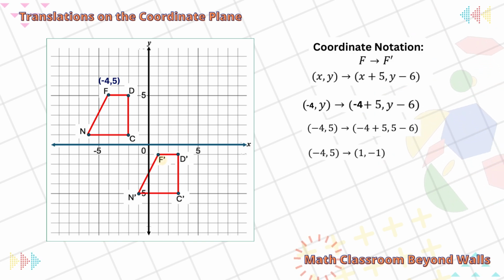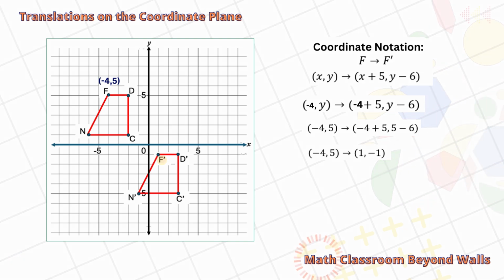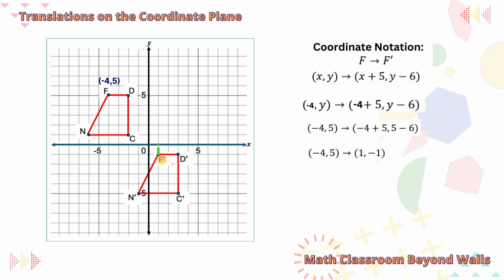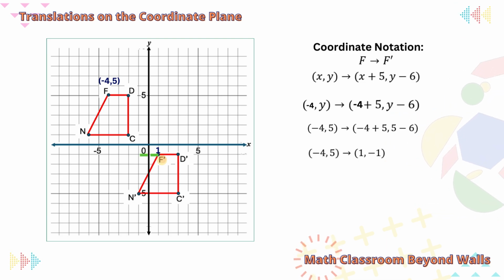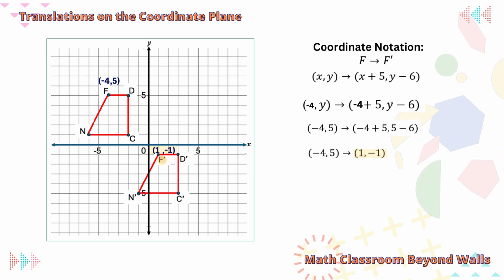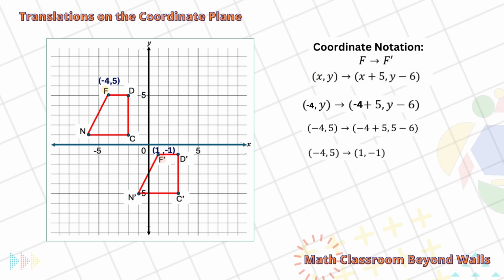Let us find the coordinate of F prime in our graph and see if it is really 1, -1. Let's go. From point F prime, move up to the x-axis to get the x-coordinate. It is 1. From point F prime again, move towards the y-axis to get the y-coordinate. It is -1. Therefore, point F prime has the coordinates 1, -1, where 1 is the x-coordinate and -1 is the y-coordinate. The very same coordinates we got using the translation rule we obtained earlier.